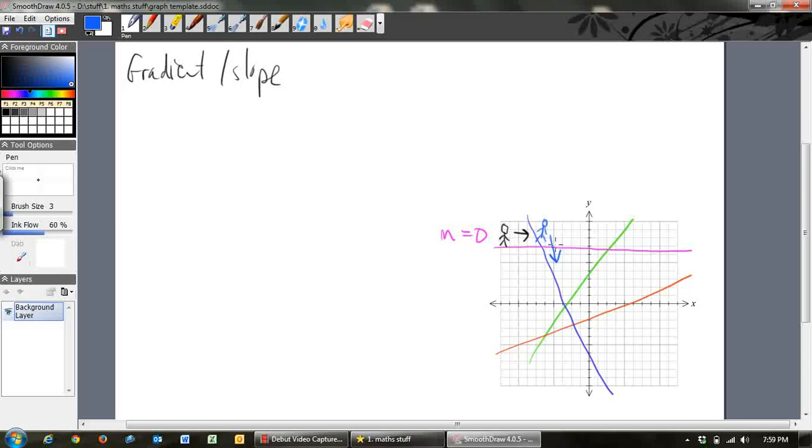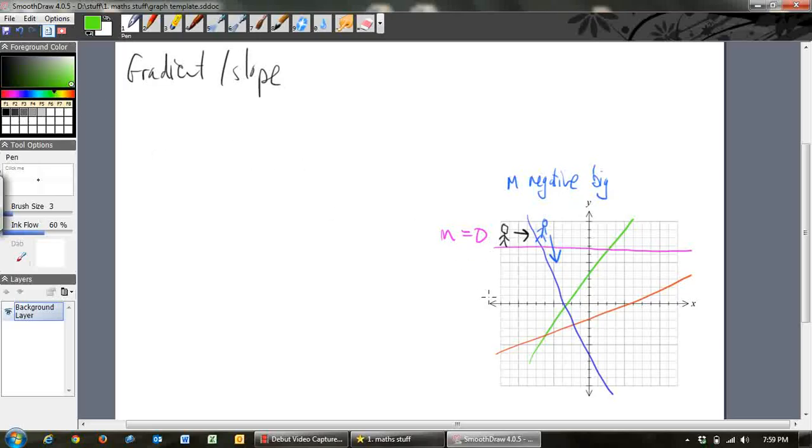If you're a little dude on the blue line walking from left to right, what's happening there? Well, you're walking down very steep. So if you're walking downhill, you'll get a negative gradient. So m will be negative, and we call that a negative slope or a negative gradient. It's going downhill, and m will be quite big. Why is it big? Because it's steep. It will be negative and it will be a big number.